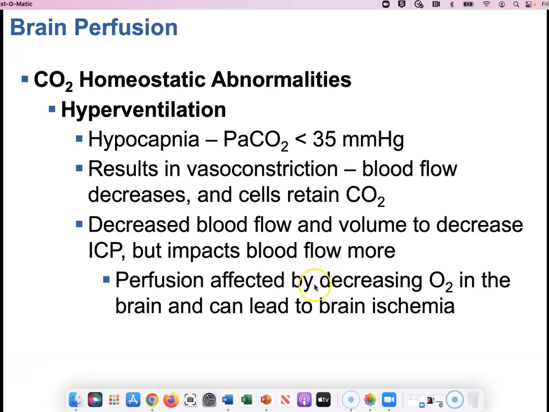I'm fine. So you end up getting less oxygen going to the brain because you have less perfusion, and that can lead to brain ischemia, which means not enough perfusion and decreased oxygen. Now the brain suffers from not receiving enough.